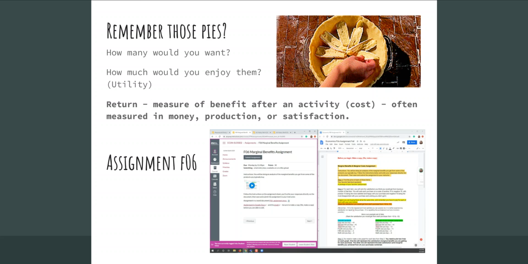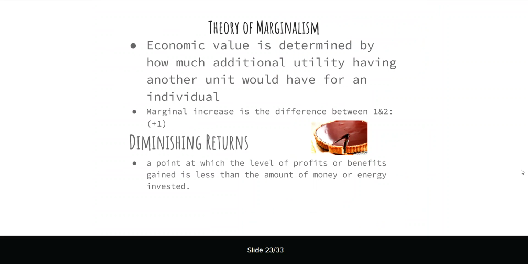Sometimes it's utility, how much you might enjoy it or use it. Sometimes it is actually money when we talk about benefits. For the assignment F06, the benefit is how much you would enjoy eating something. And the reason that we do this is it helps us deal with two really important concepts: the theory of marginalism and also the idea of diminishing returns.